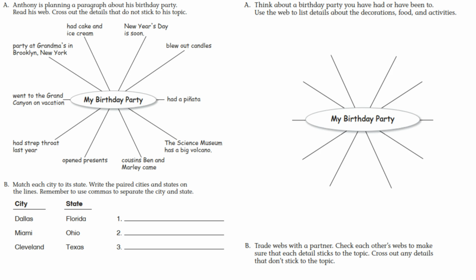Next, you'll make your own web on the blank organizer. Think of decorations, food, and activities. Try to add details that really belong together in one party story.